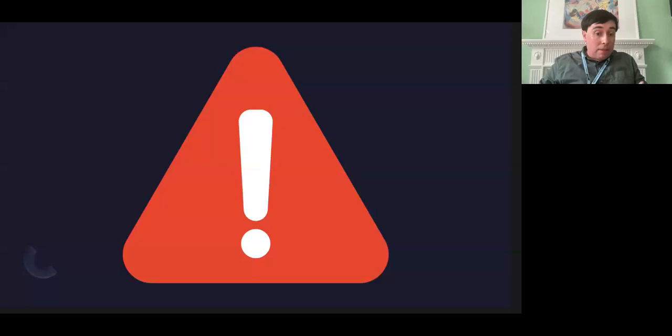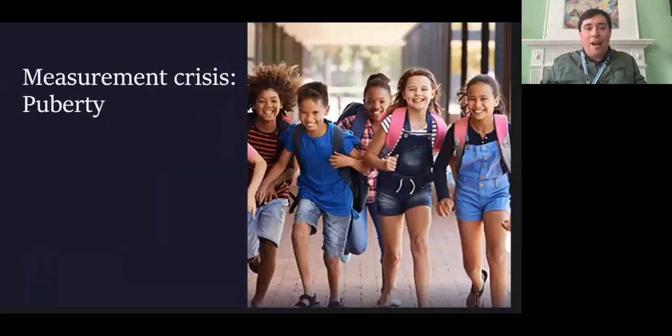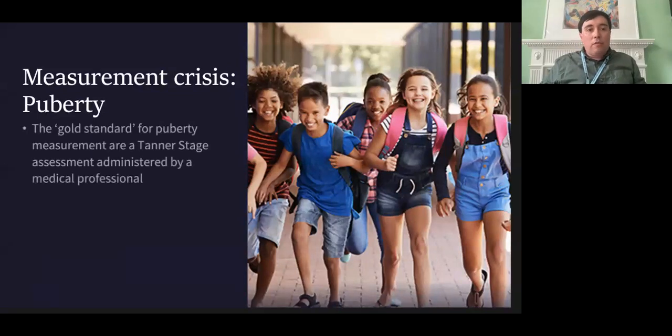In terms of something that I'm particularly interested in as an adolescent researcher, which does have a bit of a measurement issue, is puberty. Puberty might seem like a pretty standard thing to measure, and in some ways it is. The gold standard for measuring pubertal development has for the longest time been the Tanner stage. For people who don't know, you compare a child's pubertal development against a certain scale. There are different ones for boys and for girls. The gold standard is administered by a medical professional, but it's also considered quite intrusive. It's also very time intensive.